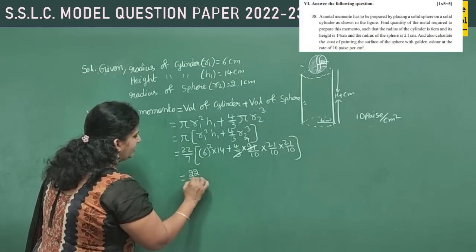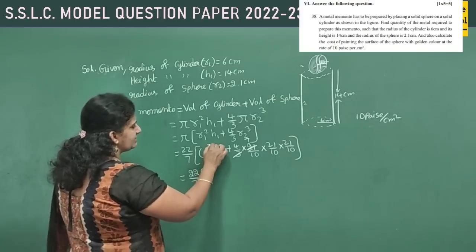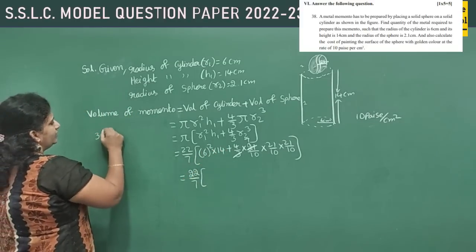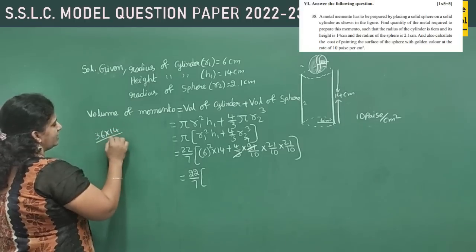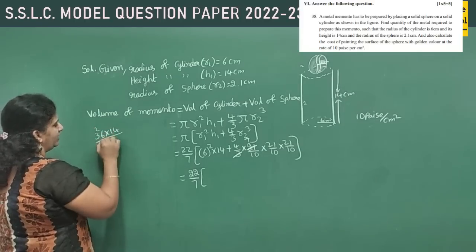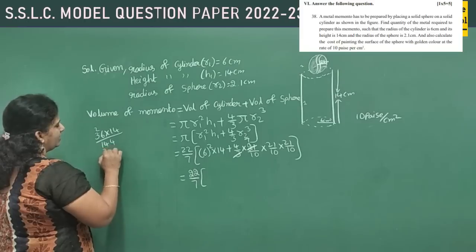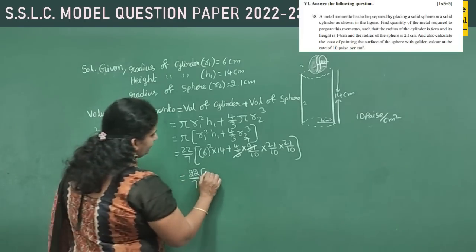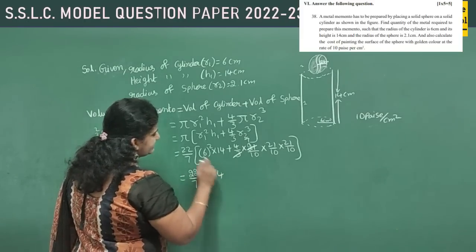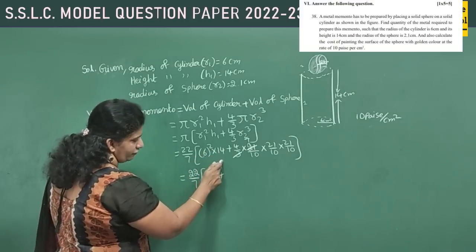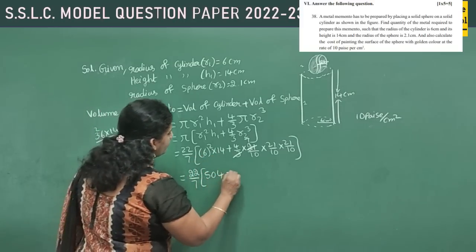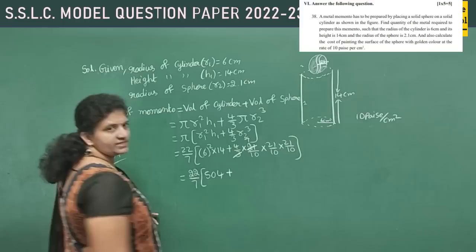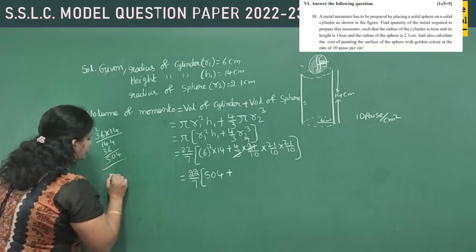22 by 7 into 6 6 36, 36 into 14, 4 6 24, 12, 14, and this is 36, 4, 10, 5, 504. See, 6 6 36, 36 into 14 is 504. Plus, multiply this, children, 7 4s are 28.